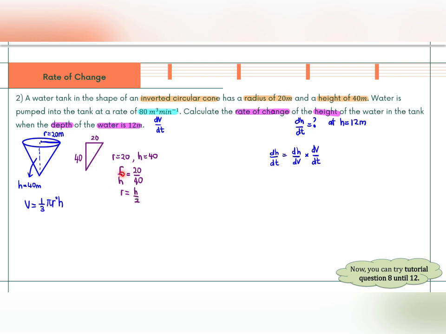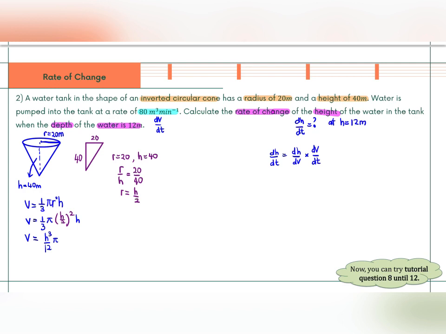Kita pindahkan H on this side. Alright. So, kita gantikan H over 2 into volume punya formula. So, 1 over 3 pi of H over 2 squared multiply by H. And here we get H cube over 3 darab 4, 12 pi. So, this is our volume. Okay. H cube over 12 pi.